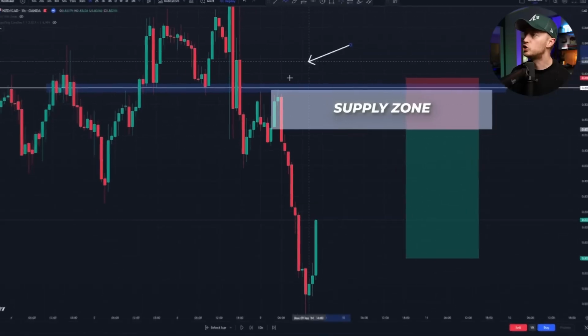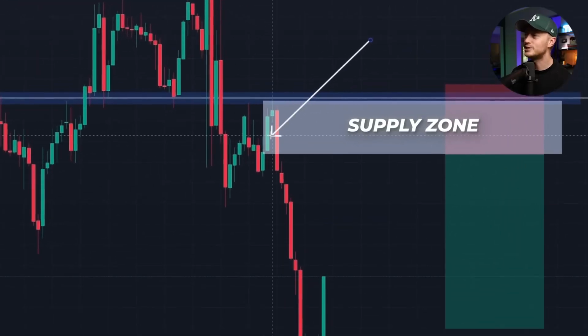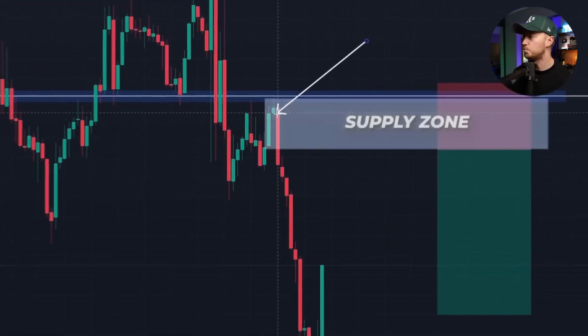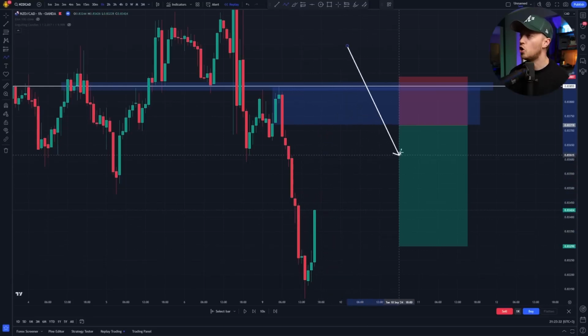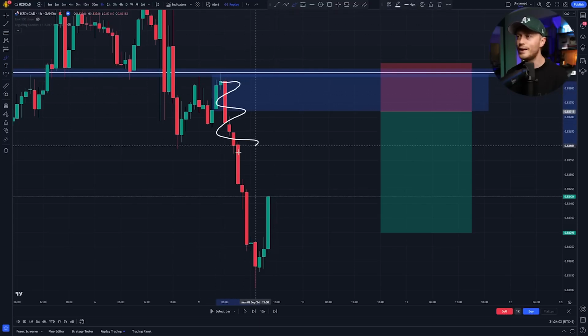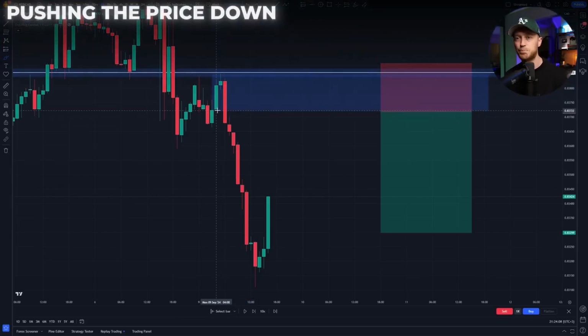Generally, I like to use just the one candle, but in this case, I used a couple of candles because the price move was so big, I wasn't sure we were going to get the return all the way up to the top of that zone. When we see this big move down like this, it's just telling us that there's a lot of money in this market at this area that's pushing that price down.